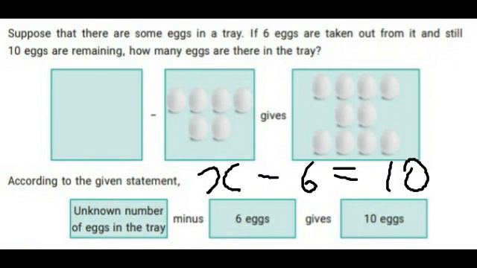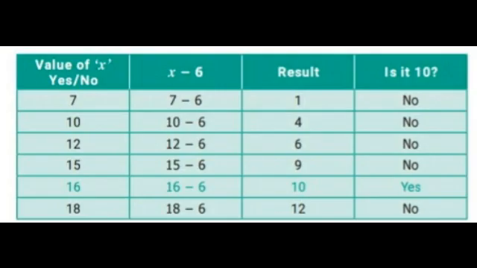So x minus, the symbol we used, minus. How much did we take? 6. Gives means equal to. So x minus 6 gives 10 means x minus 6 equals 10, where x denotes the unknown number. Now we will find out the value of x. Because simply keeping in mind that an unknown number minus 6 is equal to 10, we don't know how to find it.